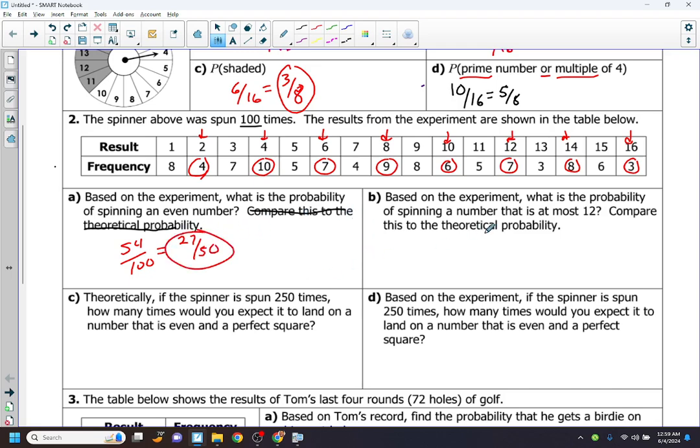You don't have to compare. But if you want to know, you're a little bit luckier than what you theoretically should expect. You're a little bit more than half. All right, next one. Based on the experiment, what's the probability of getting at most 12?